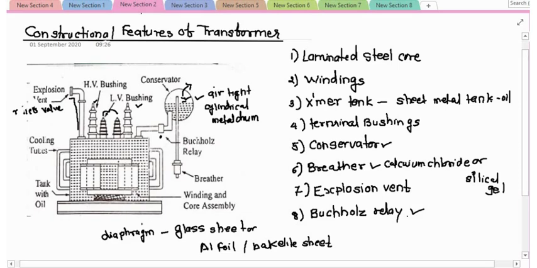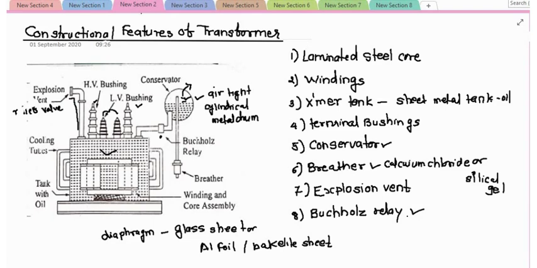In the event of a fault condition, if excessive pressure is developed inside the tank due to the liberated gases during the fault period, the diaphragm in the explosion vent bursts and releases the pressure to the outside area, thus avoiding any damage to the transformer. So this is all about the constructional features of the transformer.